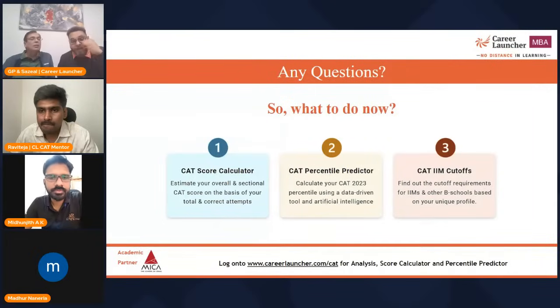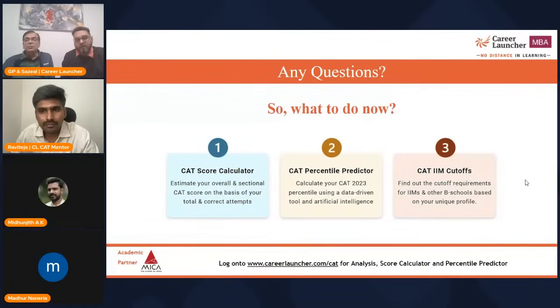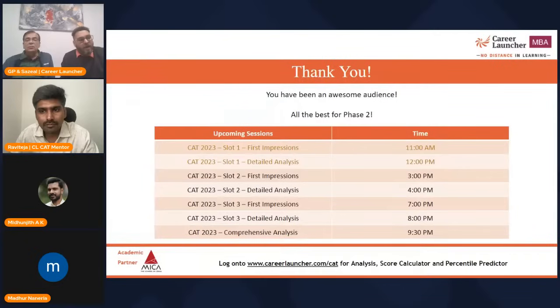Okay, इसके बाद the next step that we are going towards is percentile predictor. So in a couple of days we come down with the percentile predictor कि भाई आपका कितना percentile आ सकता है, and hence also the suggested colleges. So college predictor, right? So ये सारी चीजें you can expect, and then IIM cutoffs also. So this is the next step for us after this analysis.